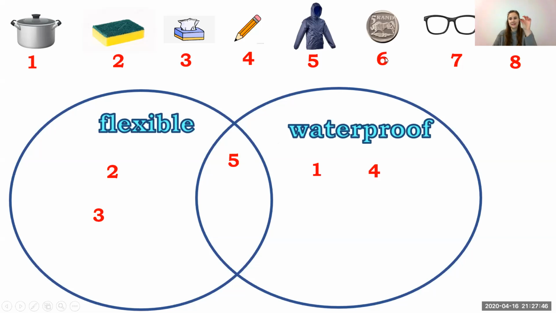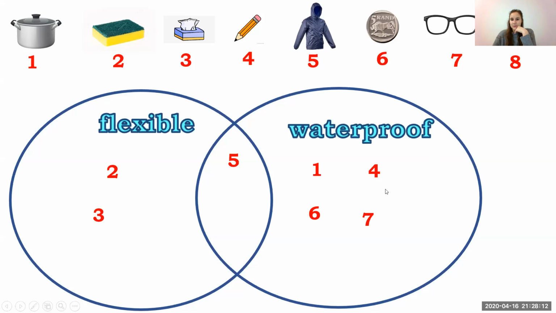Okay. Number 6 is the coin. Is the coin flexible? No. Is it waterproof? Yes, it does not let water inside. Okay. The glasses. Are the glasses flexible? No, we cannot bend them. Are they waterproof? Yes, they do not allow water to go through it.